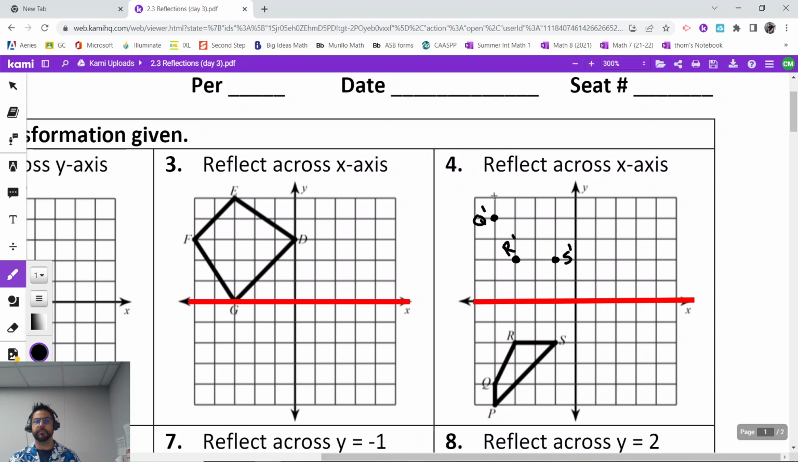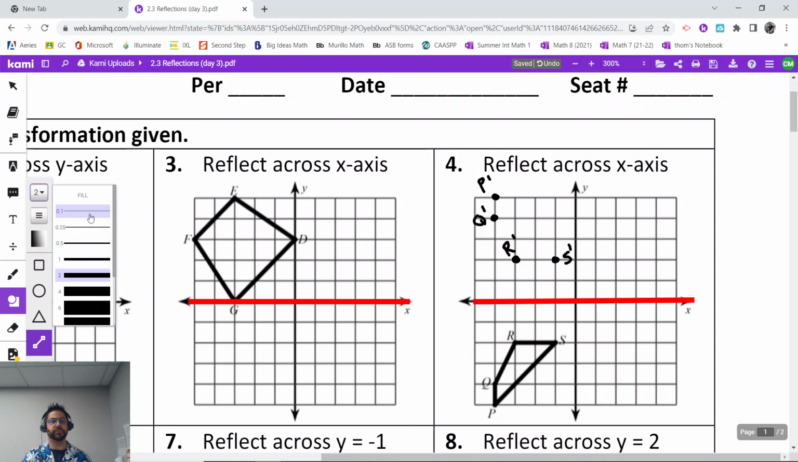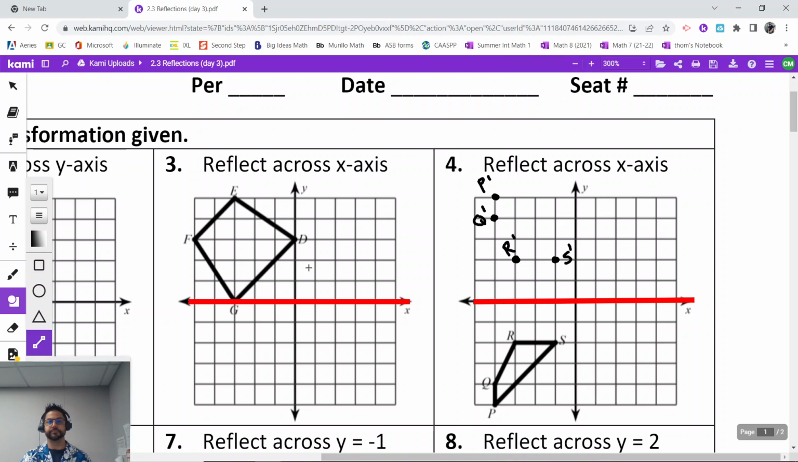Now that you have all of your new primes, we're going to connect them and make our new figure, which is going to be a quadrilateral. So with your straight edge again, just go ahead and connect the points. Again, please don't freehand it. Try and make it as clean as possible, because again, you want it to look like the exact same image.